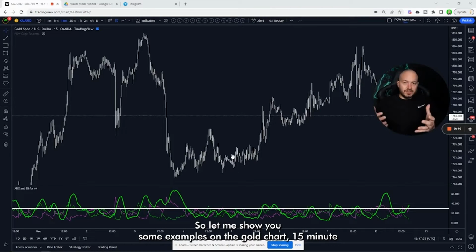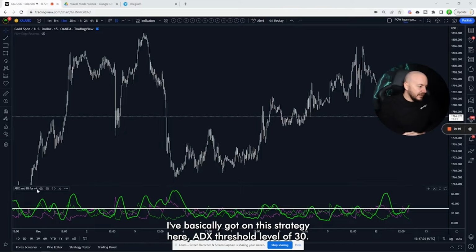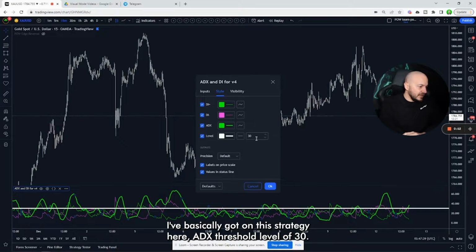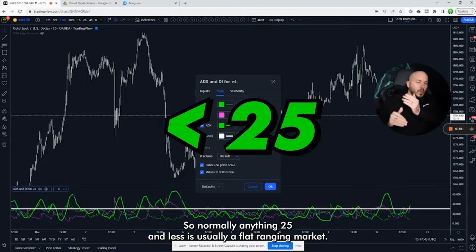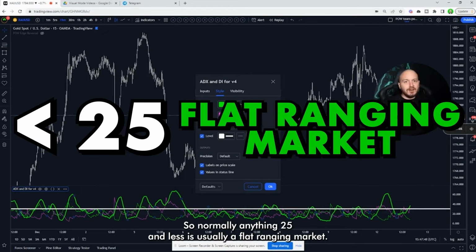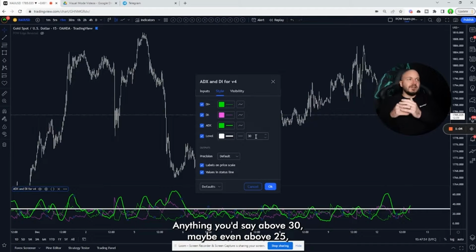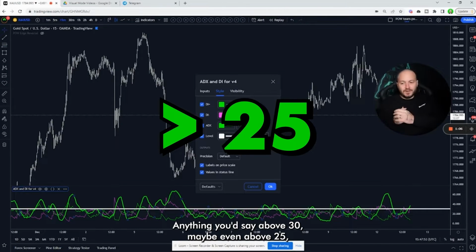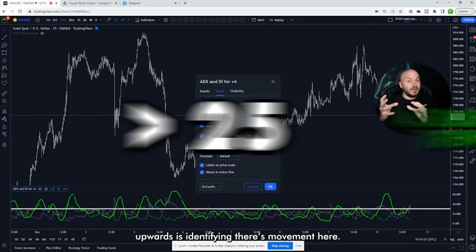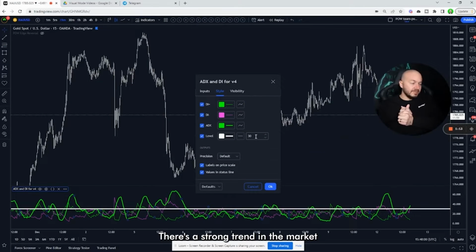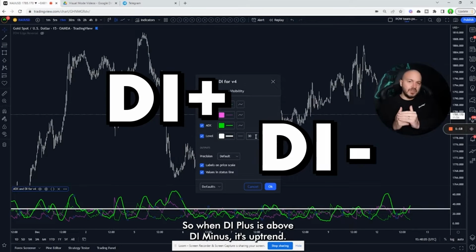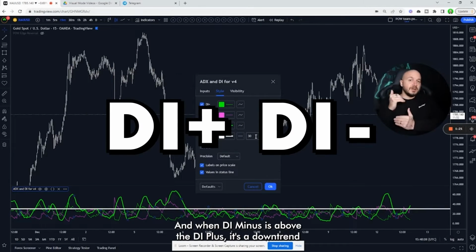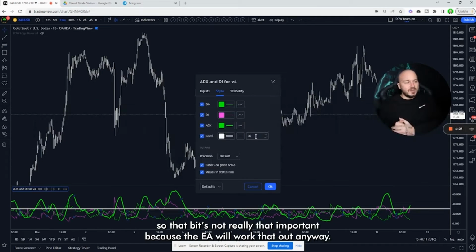So let me show you some examples on the gold chart. 15-minute, I've basically got on this strategy here an ADX threshold level of 30. Normally anything 25 and less is usually a flat ranging market. Anything above 30, maybe even above 25, is identifying there's movement here, there's a strong trend in the market. And then we have something called DI plus and DI minus. When DI plus is above DI minus, it's an uptrend, and when DI minus is above DI plus, it's a downtrend. That bit's not really that important because the EA will work that out anyway.